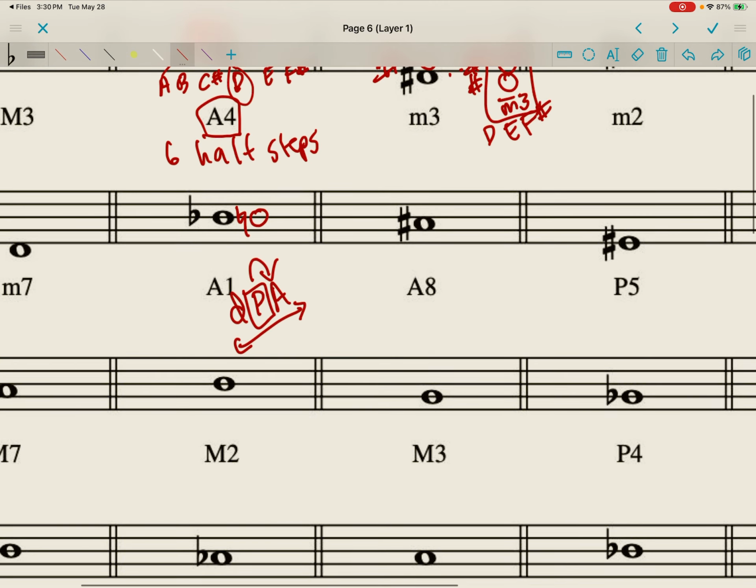Let's say if we had this A, right? Between A natural to A natural, it would be a perfect octave, right? But we want an augmented octave, so what I'm going to do for that is, well, I know A sharp to A sharp would be a perfect octave, so I need to raise that A sharp by 1/2 step to make it augmented, which would be by adding a double sharp next to it.